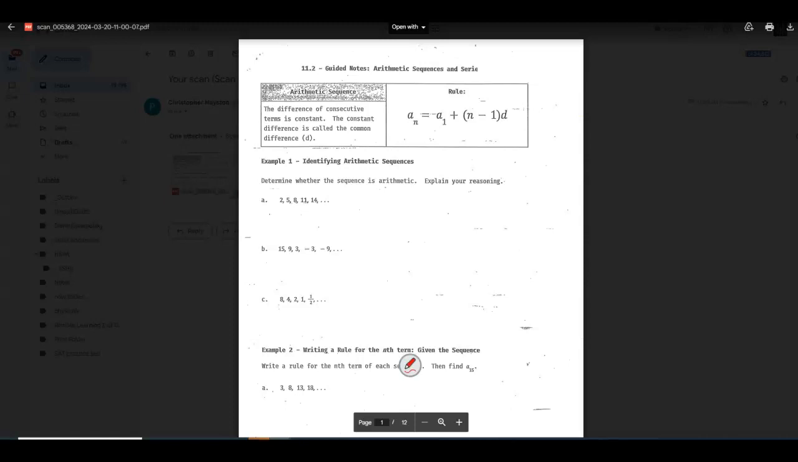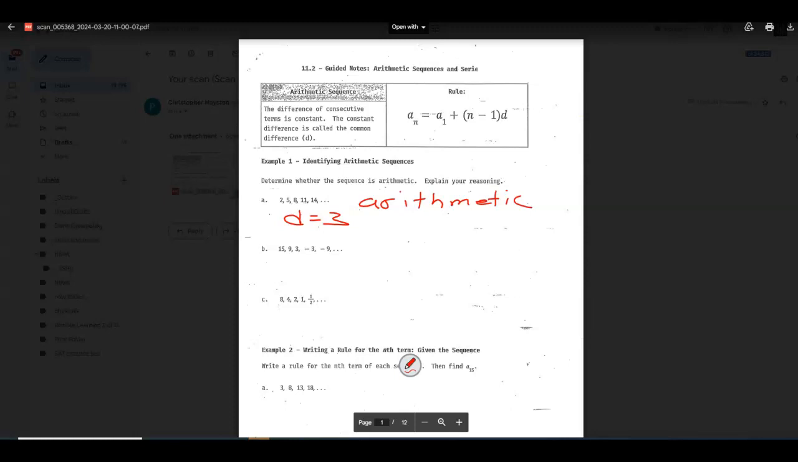So if you're following along with the review packet here, first three questions, we have the same distance between each number, 3, 3, 3, 3. So it's D equals 3, and this is arithmetic.